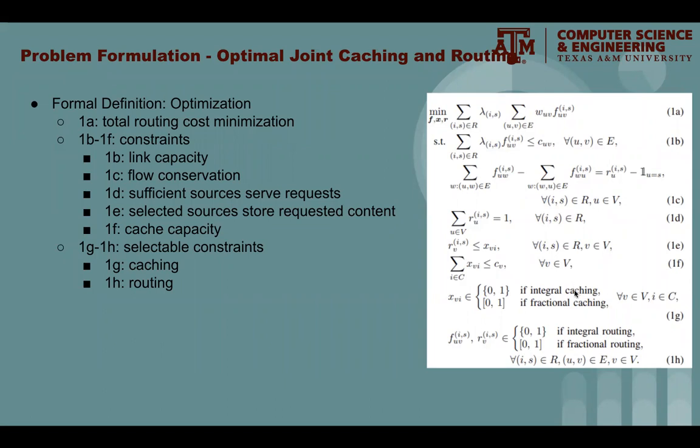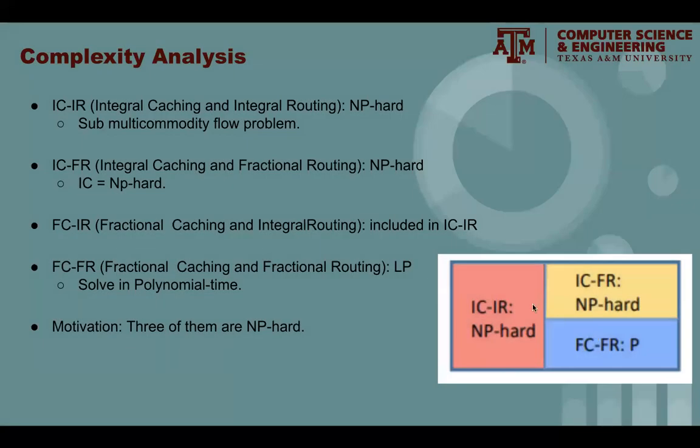And 1G and 1H are two constraints that you need to make selections. Like for 1G, you can select either integral caching or fractional caching. And for 1H, you can do a similar thing. So it's clear to see there will be 4 possible problems based on the selection in the last 2 lines. So next. And before actually talking about the algorithm, they first did a complexity analysis on those 4 conditions we just talked about.